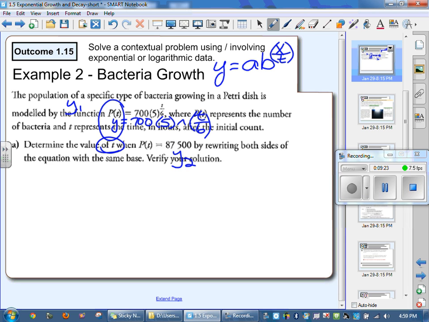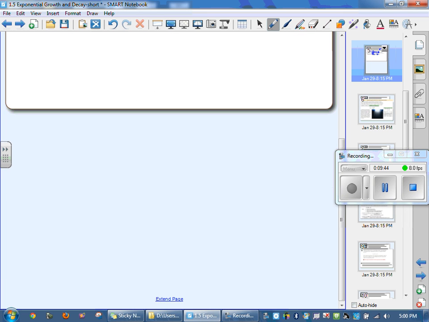87,500 is my intersection that I need to find out. That means that I'm going to have to take my graph to at least 90,000 so I can see the 87,500. But this question actually wants us to solve it algebraically using same base. So let's do that together. So we're going to put 87,500 equals my equation, 700 times 5 exponent t over 6.